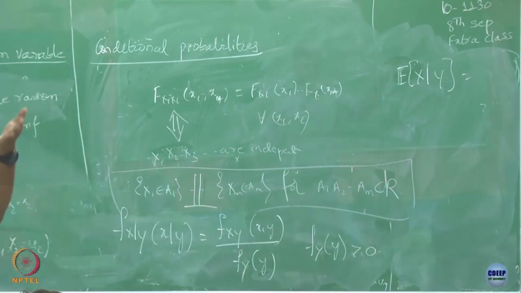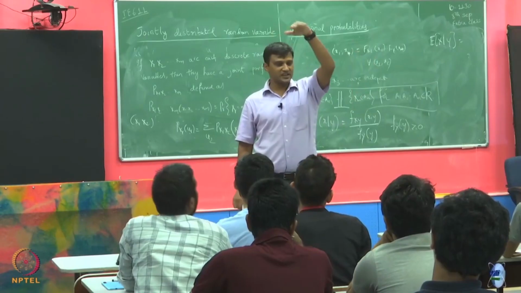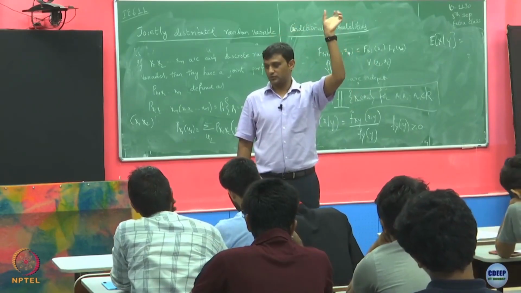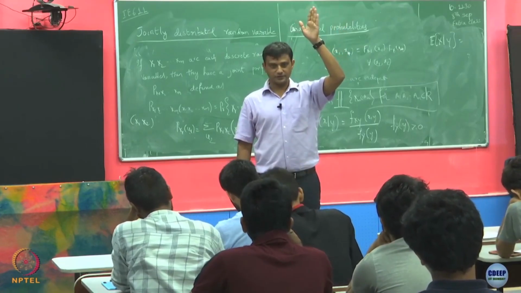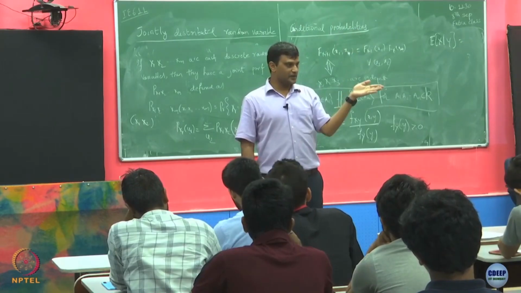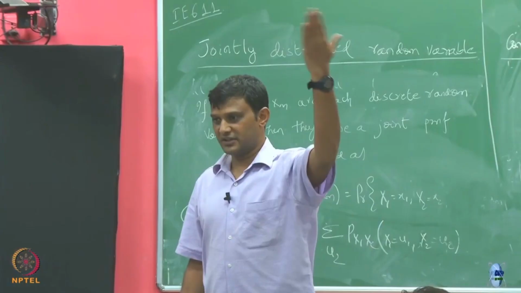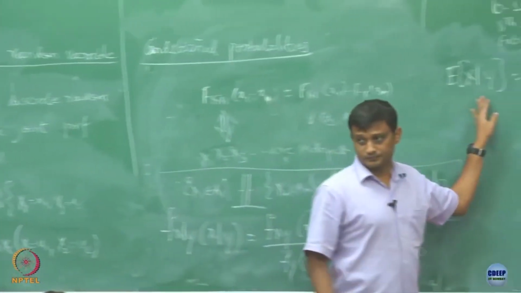One event has happened, something is told, and now I want to see what is the expected outcome from the second event. Let us say I have two experiments, one denoted X1, another denoted X2. If I see the first outcome happened to be something, what is the expected outcome from the second? And this is the meaning of this.